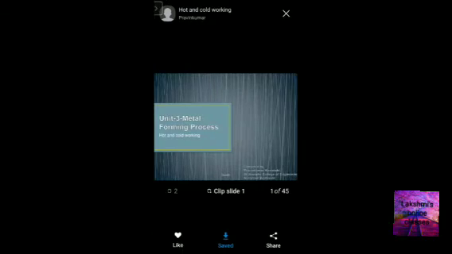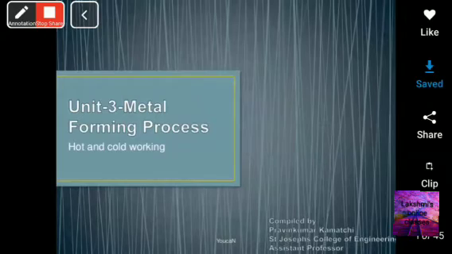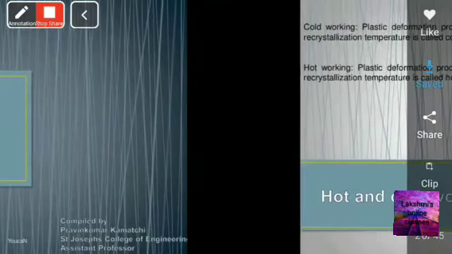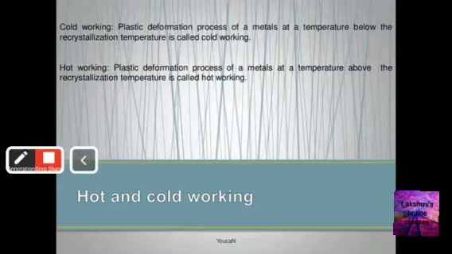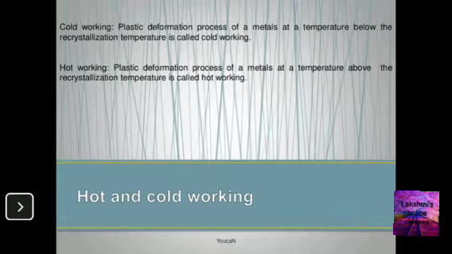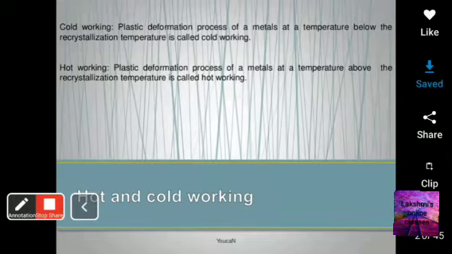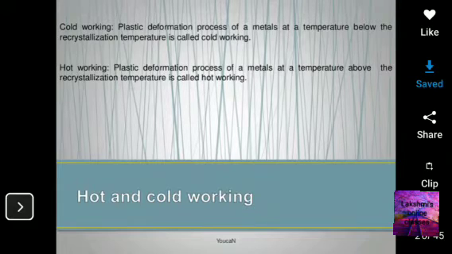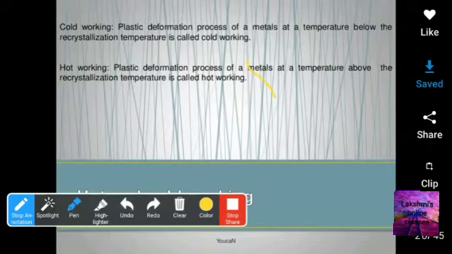Okay, so this is the fourth unit. We have metal forming processes. Fourth unit, metal forming processes. So what is the metal forming process? All of you just listen carefully. The mechanical working processes are based on permanent changes in the shape of the body, that is, on plastic deformation under the action of external forces. Therefore, mechanical working processes include rolling, forging, extrusion, drawing, and press working.